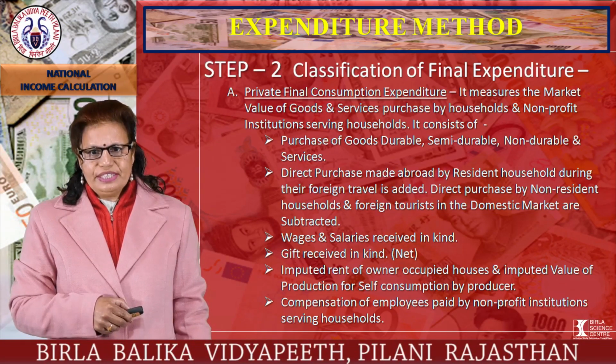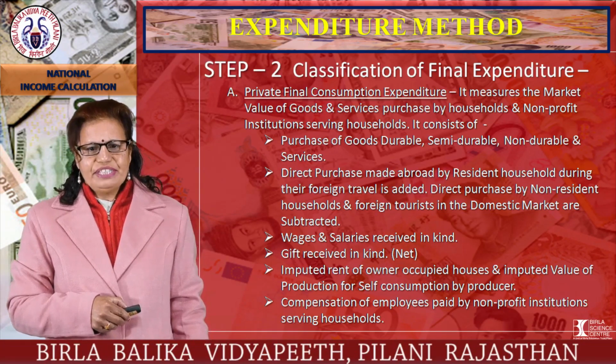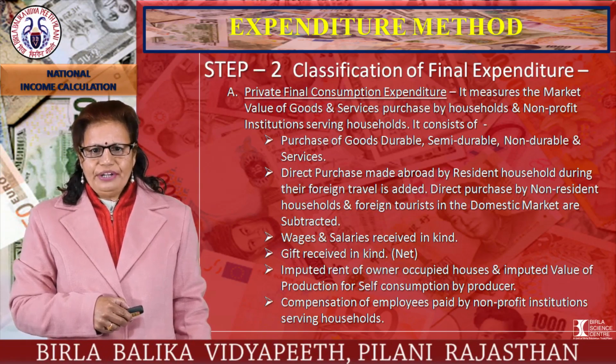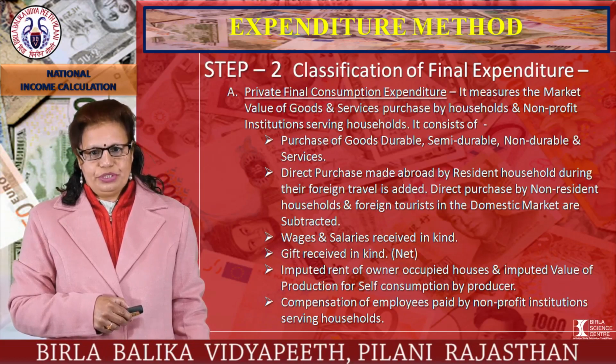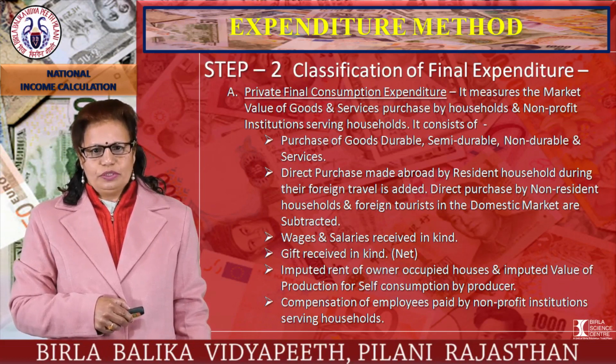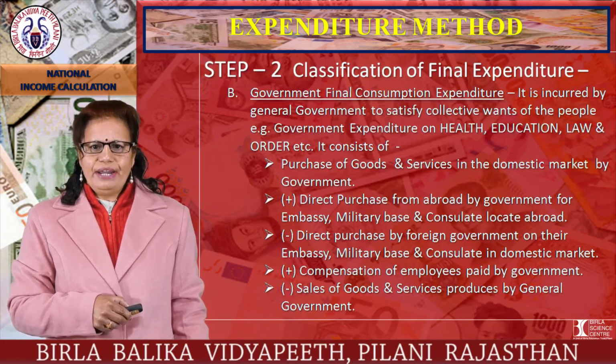Wages and salaries received in kind, gifts received in kind, imputed rent of owner-occupied houses, and imputed value of own production, that is self-consumption by the producer, and compensation of employees paid by non-profit institutions serving households are included. Step 2, classification of final expenditure.